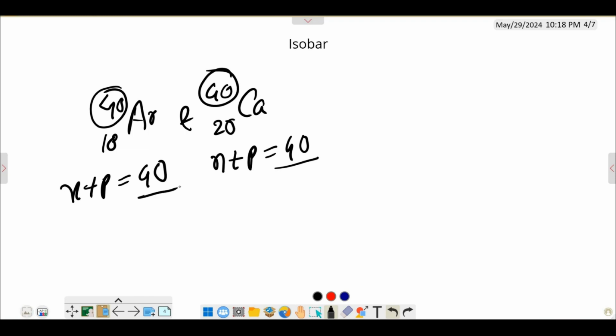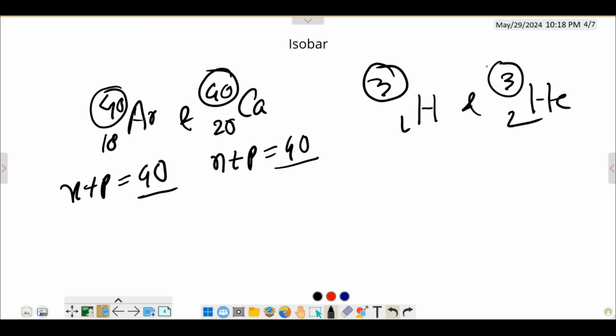So therefore these are called isobars. We are taking another example. For example, we have two atoms, hydrogen-3 and helium-3. In these two cases also the mass number is the same, that is 3, or you can say the total number of neutrons plus protons will be the same, which is equal to 3. So therefore these two atoms are isobars to each other.